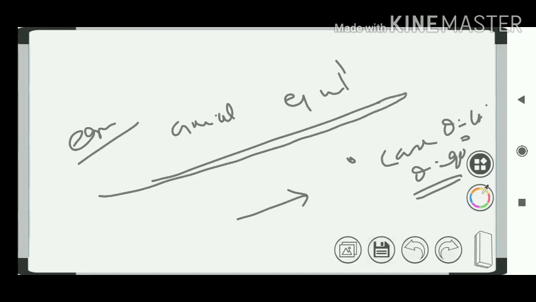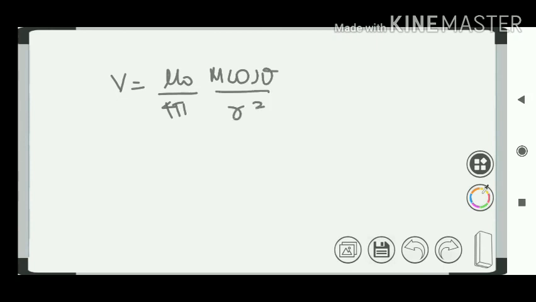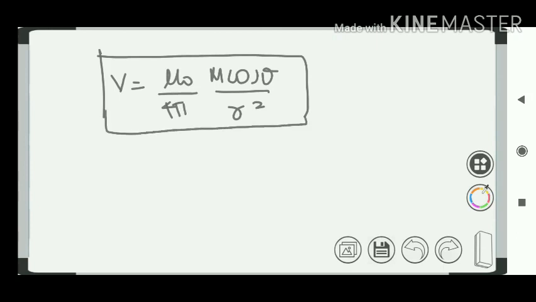Alright, similarly in another section, derivation is not needed, just a formula is required, that is the potential. Potential at any point due to a short bar magnet. The derivation is not at all required, guys. So V is equal to mu 0 by 4 pi m cos theta by r square. This is the magnetic potential at any point due to a short bar magnet.